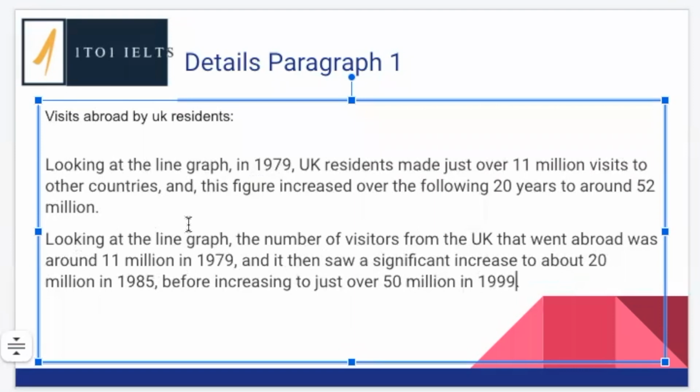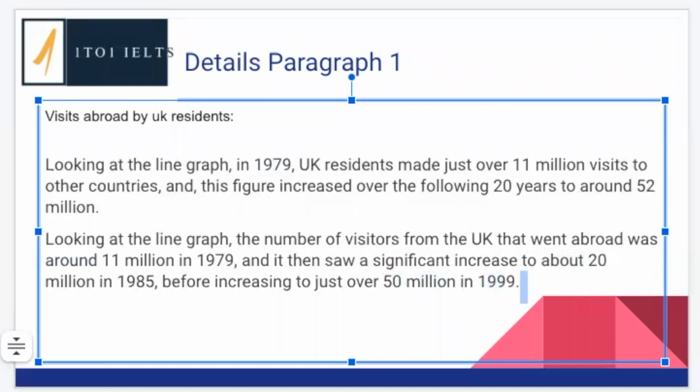So let's go back through and check the number of visitors from the UK that went abroad. Yep, visitors abroad by UK residents, good. Was around 11 million. We know already this is correct at the beginning. So a significant increase to about 20 million in 1985, okay, we've got approximation, before increasing to just over 50 million in 1999. Again, all of this is accurate, good. So we've double checked. We've got a good sentence here.